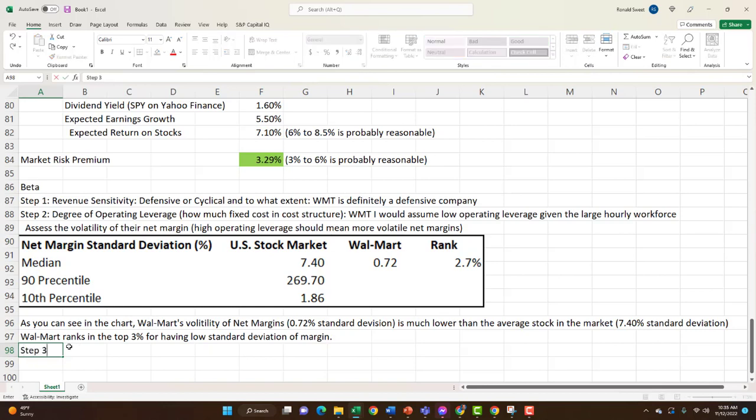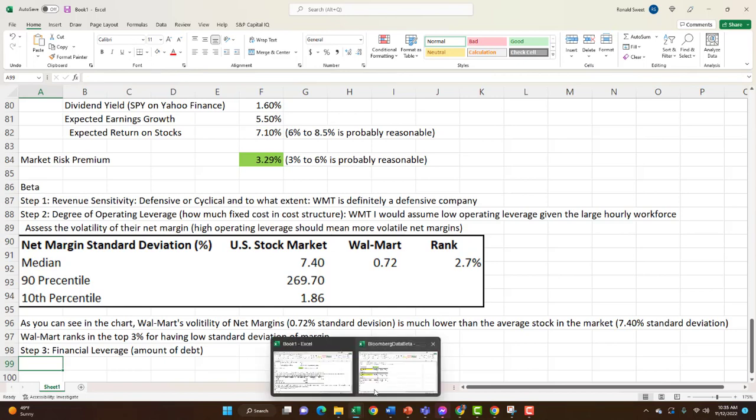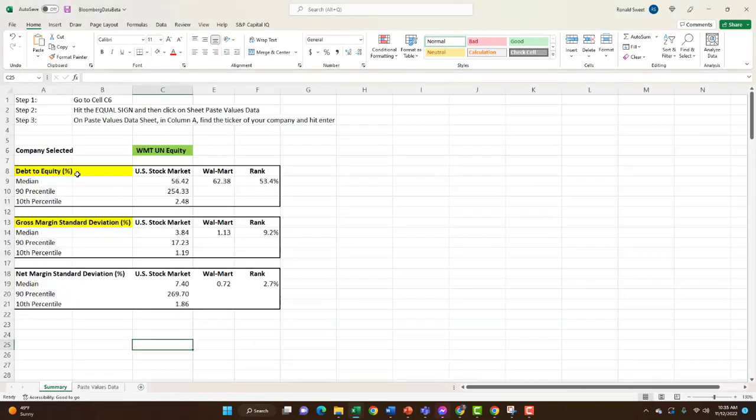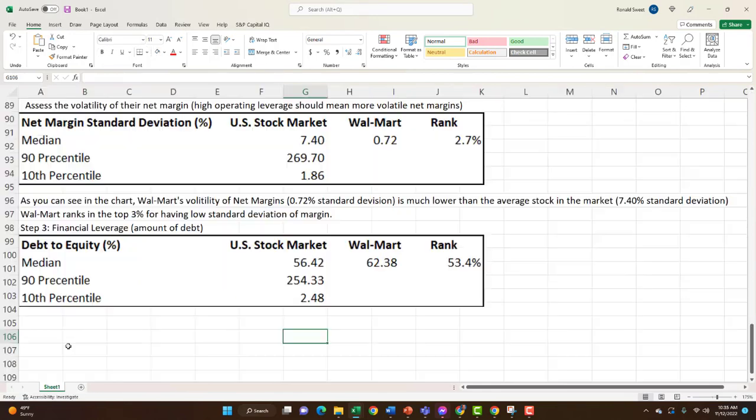Step 3, maybe the easiest, is looking at financial leverage, the amount of debt. And here, all you need to do is just pull the table. So we have up here the debt to equity. I'm going to format it a little better so we can see.